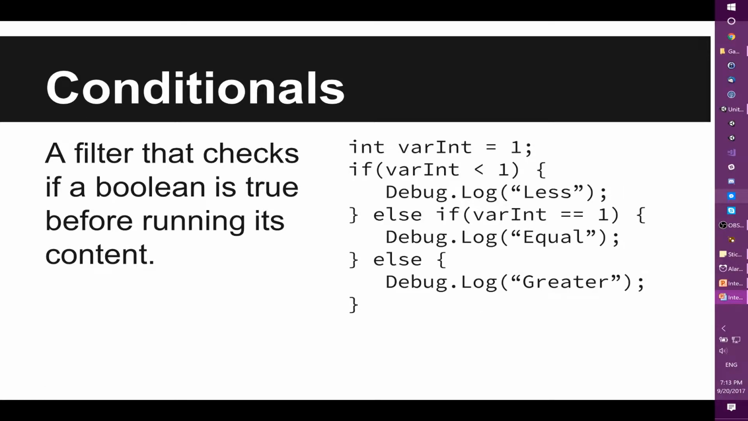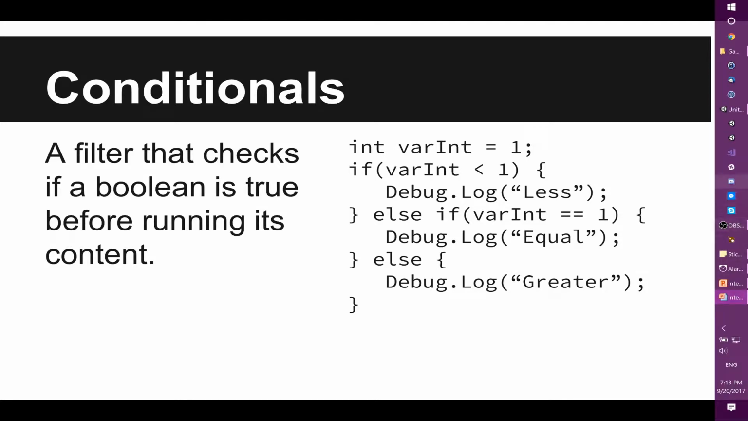Finally, conditionals. Conditionals are any filters where it takes in a boolean in between these two parentheses, and if those parentheses happens to be true, then it runs that. Otherwise, it goes to the next one if there are any lines afterwards. So in this case, it's checking to see whether var int is less than 1. If this operation returns true, then it will run any lines in between these two brackets. In this case, the line happens to be debug.log quotation mark less, which in the case of Unity, prints the word less on the console.